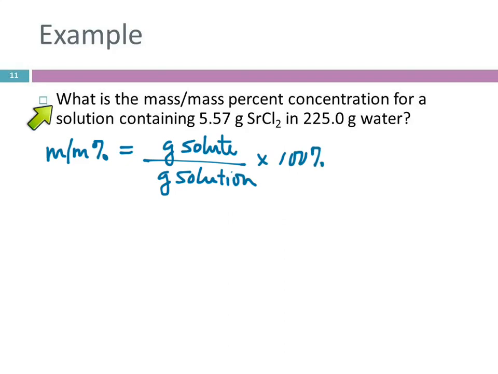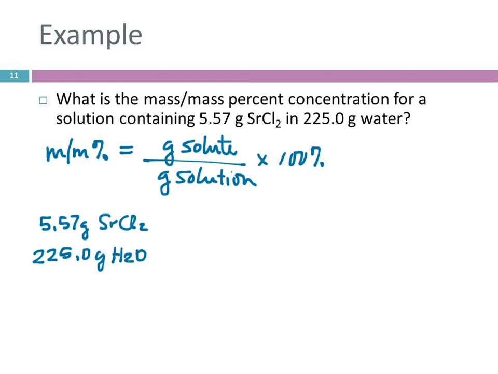In solving a problem like this, a good approach is to look at what they're asking for, mass percent concentration, and if there's an equation for that, identify what that equation is, because that's going to tell you what you're looking for, instead of just pulling numbers and doing random mathematical functions on them, right? So this is what we're looking for, grams of solute and grams of solution. We've got two numbers here. Let's pull those numbers out and identify what they are. So we've got 5.57 grams of strontium chloride, and we've got 225 grams of water.